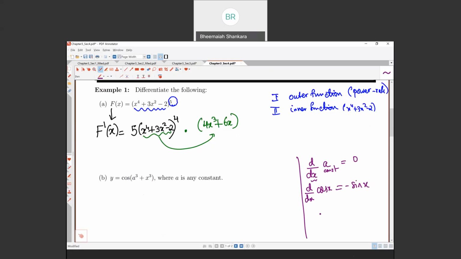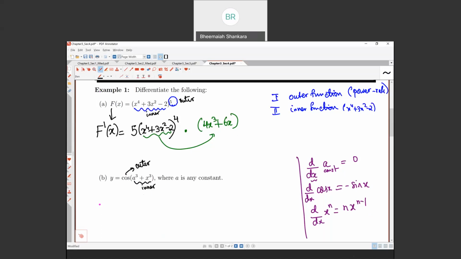One more formula which we might need is x to the n, the power rule of differentiation, which is n x to the n minus 1. So it's a combination of 3 formulas plus the chain rule for the composite function. So read this function carefully. This a cubed plus x cubed is your inner function and this cosine is your outer function. Let me also specify the outer and inner carefully for the previous problem.